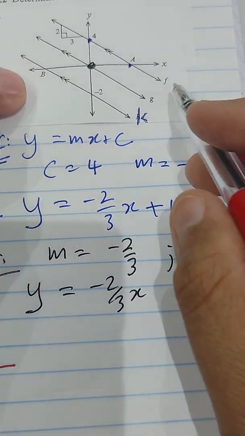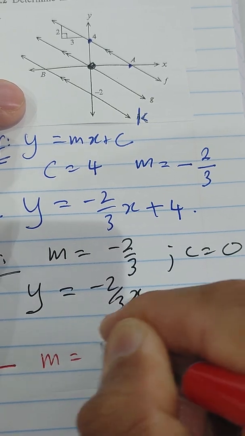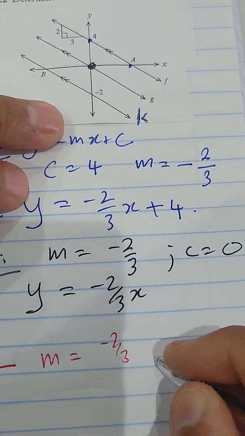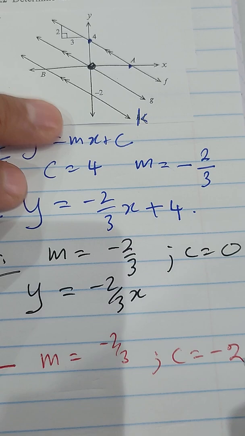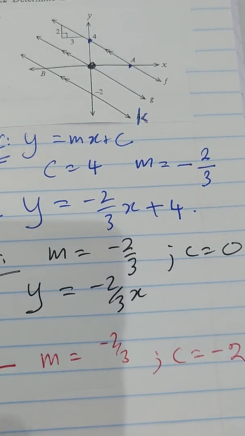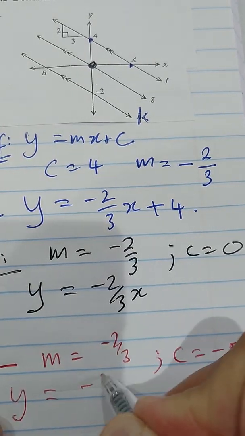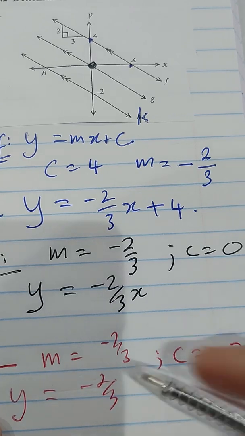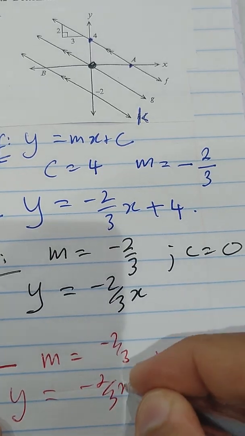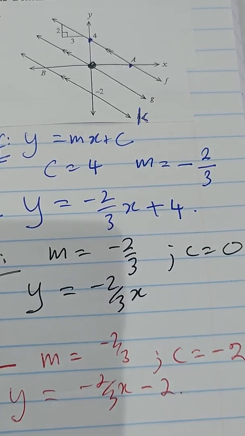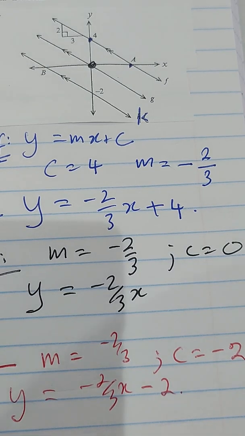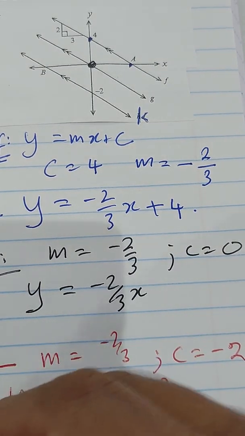Let's go with k. k of x, same gradient. So your gradient is -2 over 3. And you have a y-intercept of -2. Okay? So what's your equation? y is equal to -2 over 3 x minus 2. Okay?